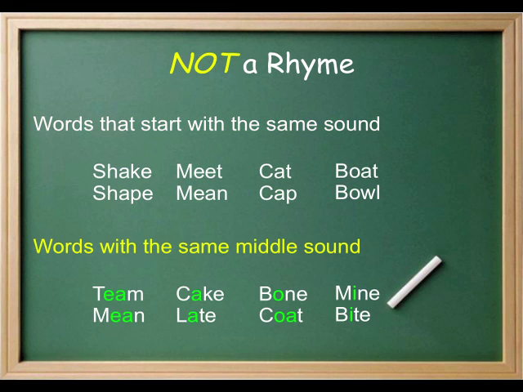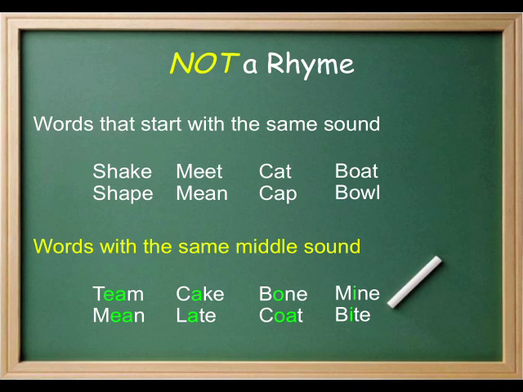Now something else that might be a little tricky is some people think that it's a rhyme if it just has the same sound in the middle and the ending is really close. So for example, team and mean. Those are really close, aren't they? They both have the same E sound in the middle, but that ending sound is a little different. One's an M and one's an N. So that's close, but it's not quite a rhyme. The same is true here of cake and late, bone and coat, mine and bite. You hear they have that different sound in the end, even though they have the same sound in the middle.